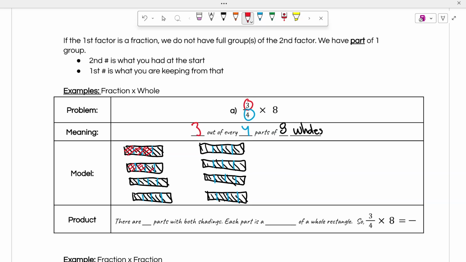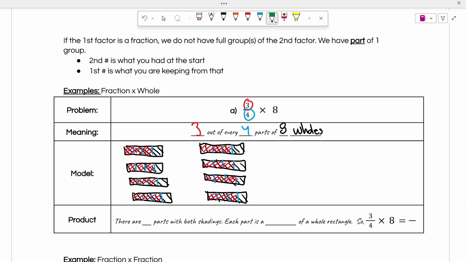1, 2, 3 of that one out of the 4. 1, 2, 3 out of that one, and so on for each of the rectangles, and 3 out of that last one as well. So I had 8 wholes to begin with, but I'm only keeping 3 out of every 4 parts of those.